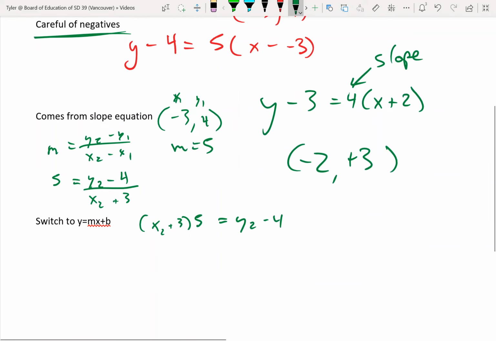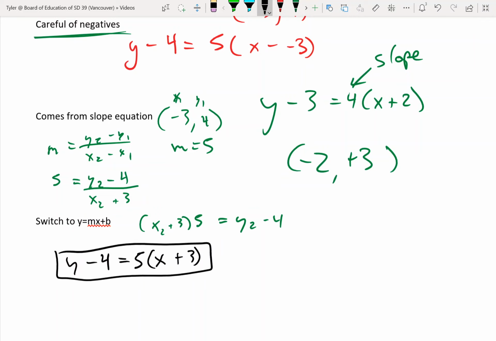Now, if I rewrote that a little differently, instead of saying x2 and y2, I can just say x and y. So x plus 3, I'm going to put the 5 in front, and I'm going to put these on this side. So this equals y minus 4, which is the exact equation we've been dealing with. So this is just telling you where the equation came from and how to get to it. But you just need to memorize it in this form, and what it means.